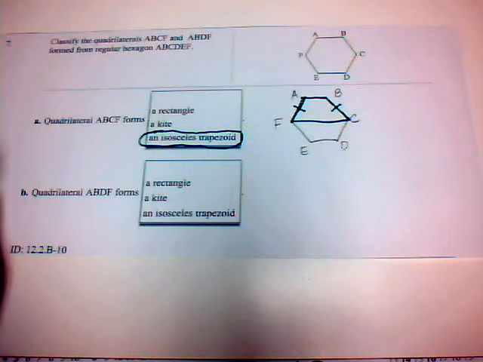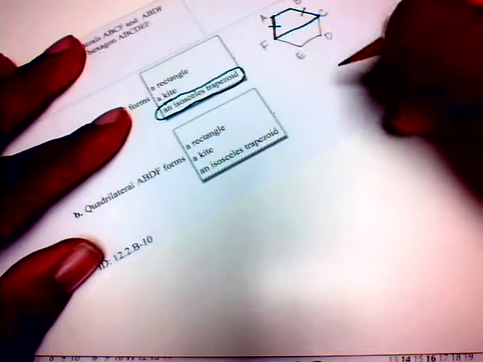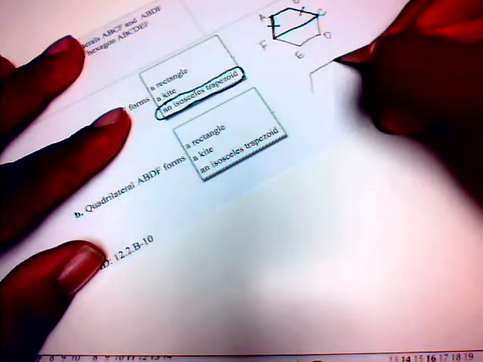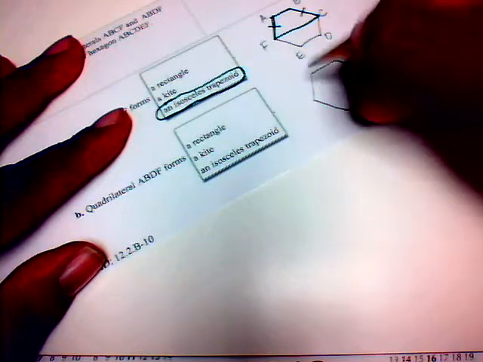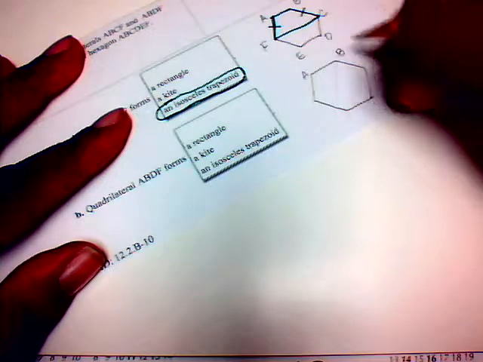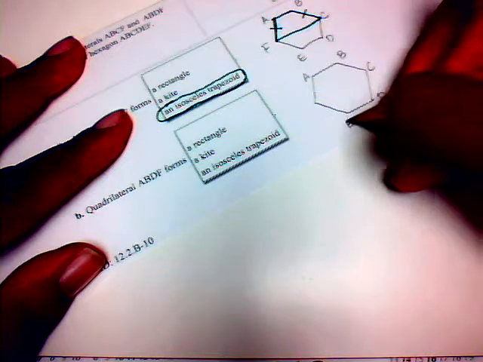And then quadrilateral ABDF forms one of those three. And again, I'm going to go ahead and draw that hexagon. And ABDF is going to look like this. Here's A to B, B over here to D, D is going to go to F. And then I'm going to connect F to A.